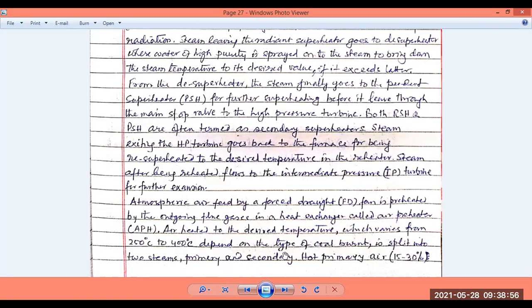The air is split into two streams: primary and secondary. Hot primary air is generally 15 to 30%. So there is a circulation here. We are taking a certain amount of air from the firing as well as using the circulating air inside. Generally, the hot primary air is 15%.